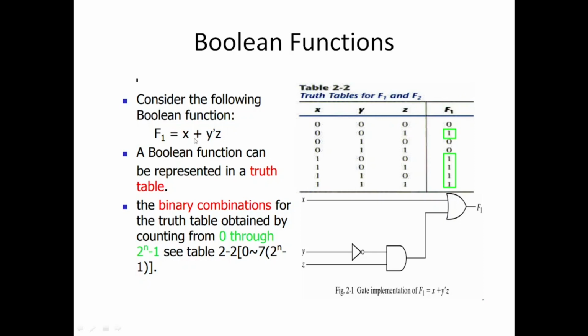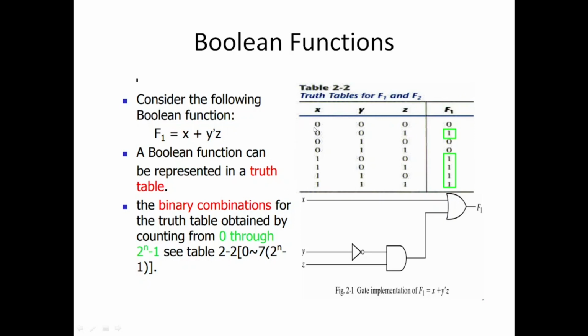So this Boolean function consists of how many variables? It consists of 3 variables x, y, z. While representing the Boolean function as a truth table, we have to write the combinations of binary values. How can we remember this? The number of rows for the truth table can be found with the help of the formula 2 power n.